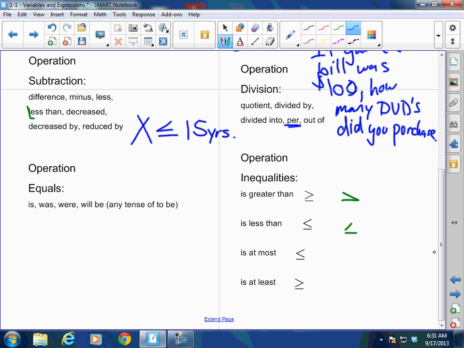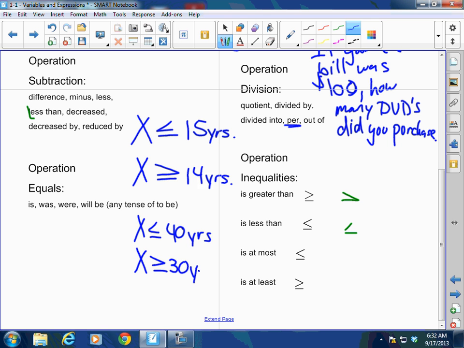Or I could reverse it, and I could say, okay, they're freshmen. They have to be at least 14 years old. So x, the student, is greater than or equal to 14 years old. Okay? Mr. Morrow is at most 40 years old, so he is less than or equal to 40 years old. Mr. Morrow is at least 30 years old. That means Mr. Morrow is greater than or equal to 30 years old.